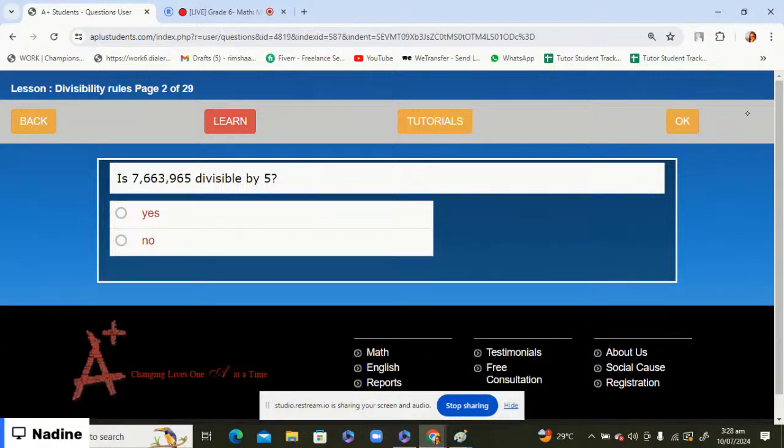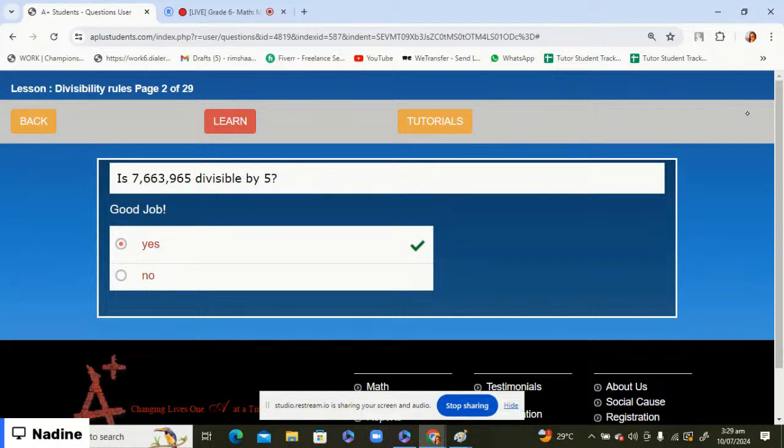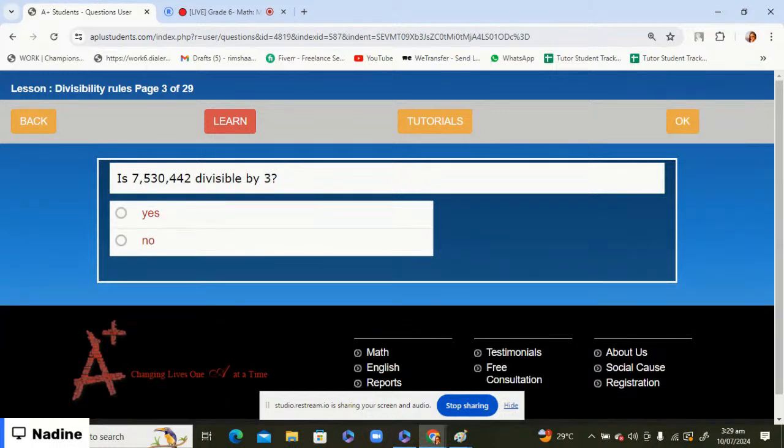Now check here. Is 7,663,965 divisible by 5? So check. In the end it's 5, and here the end is 5 itself. So we can say that there are two fives here. So we can say that it's yes. All right, this is the way that we solve all the questions one by one. So you are going to check it out.